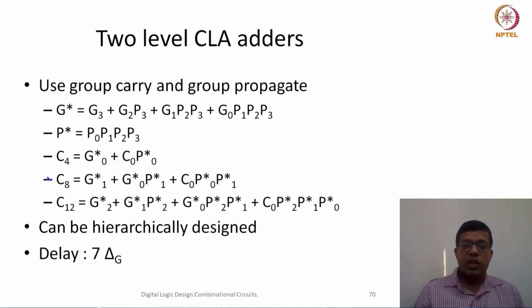And further, a more interesting thing is that even for a 64 bit adder, the total amount of delay would be 9 gate delays, which is substantially less than 128 gate delays in case of a ripple carry adder. Or in case of a regular CLA or a block level CLA, a 64 bit adder will have a delay of the order of 64 gate delays.